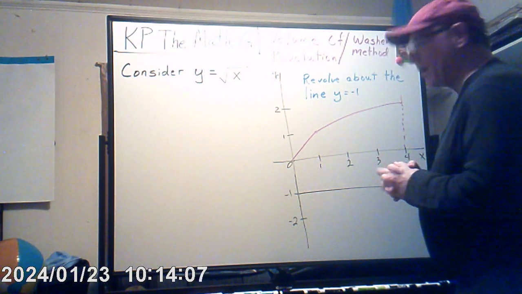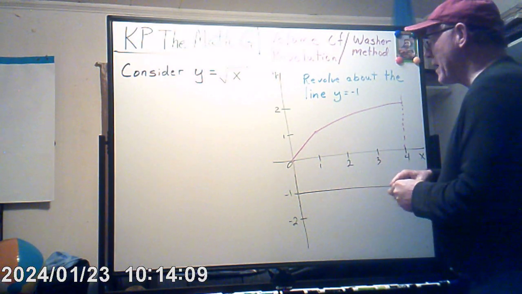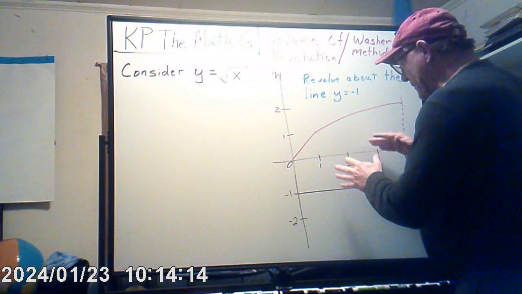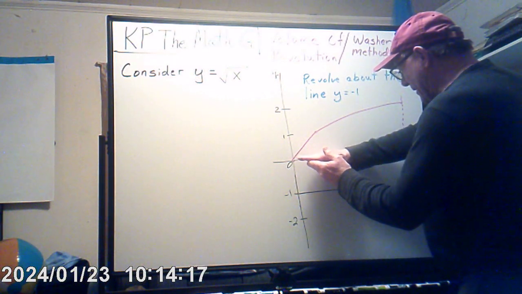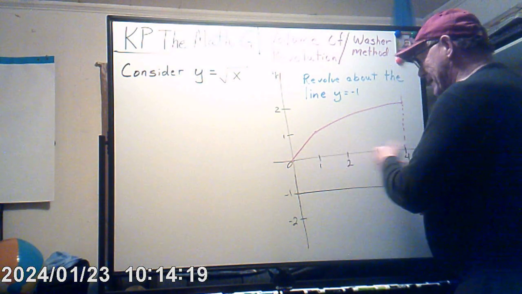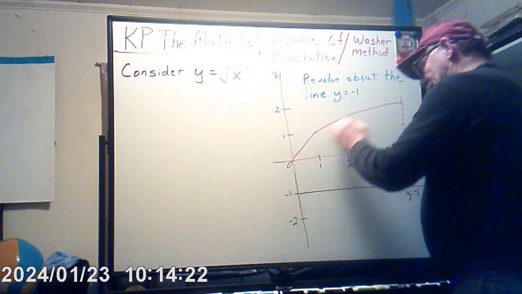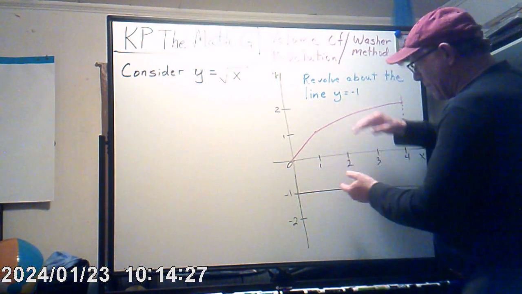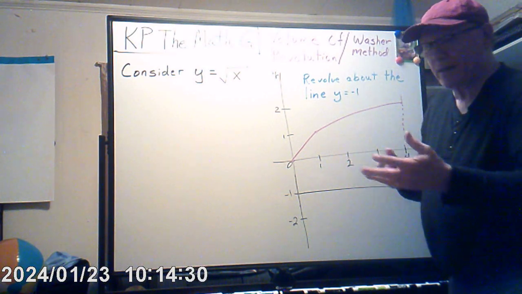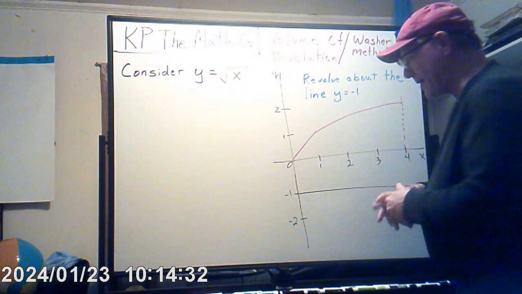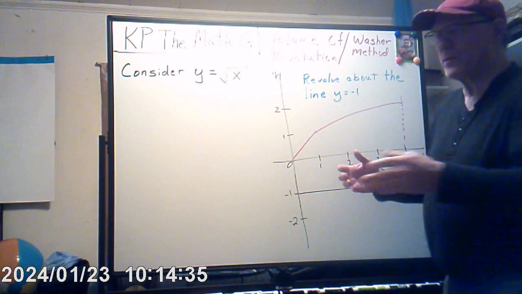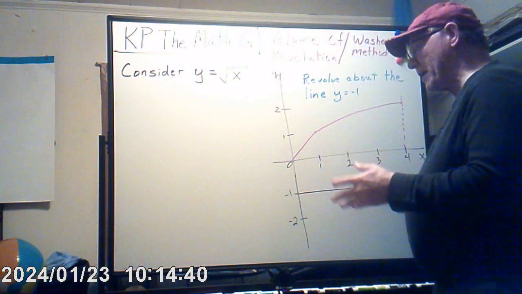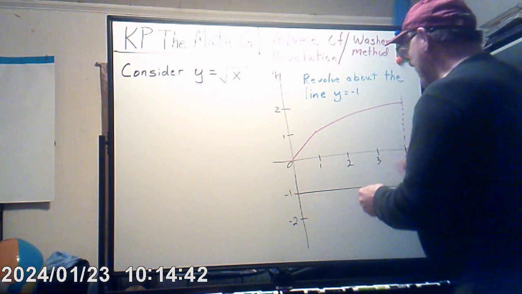Now recall from the last video that when we did the disk method we did not have a hole here. In other words, when we revolve this around the x-axis, there is no hole. It is a solid of revolution. Some people call it the disk method. Some people call it a solid of revolution. Either way.